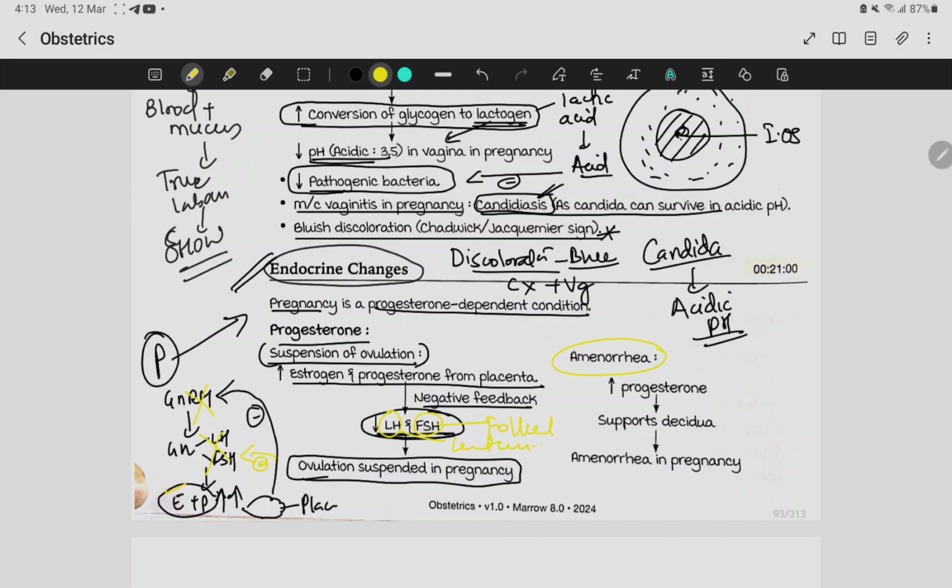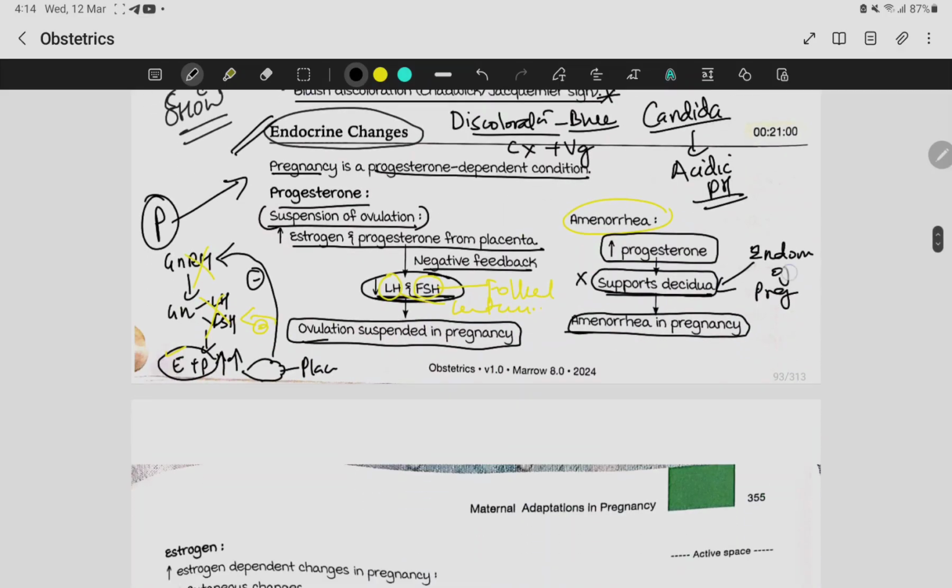Formation of corpus luteum. Okay, coming to the next one, that is amenorrhea. Since we know that progesterone, if it increases, supports the decidua. What is decidua? Decidua is nothing but the endometrium of pregnancy. So it prevents the decidua from shedding. If decidua sheds, that's called menstruation, right? But progesterone prevents this decidua from shedding, and hence it causes amenorrhea of pregnancy.